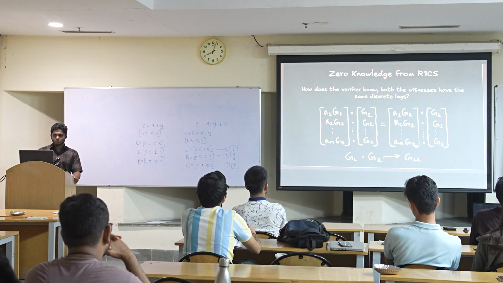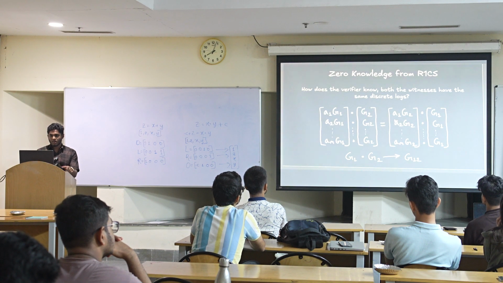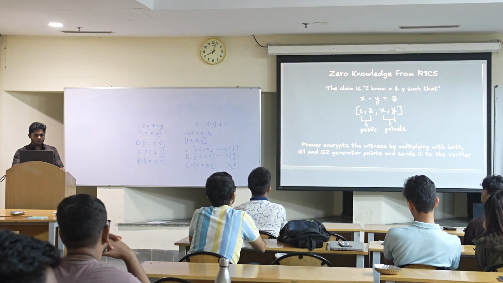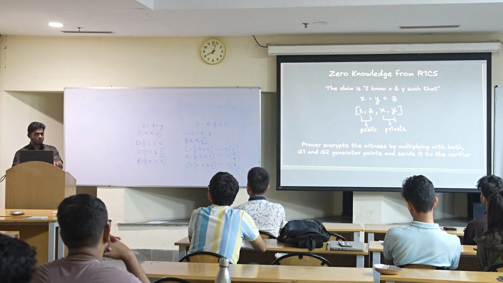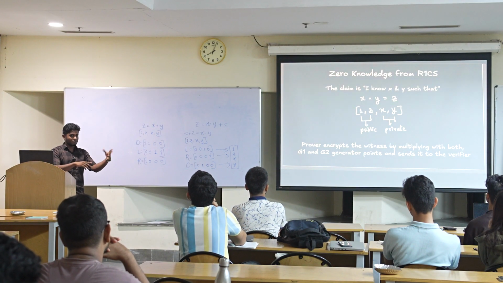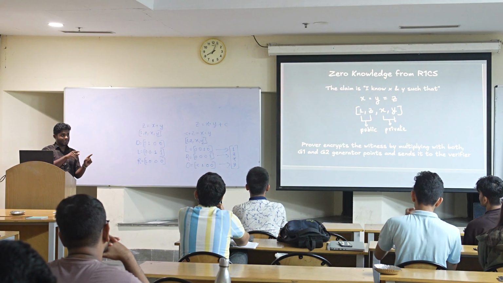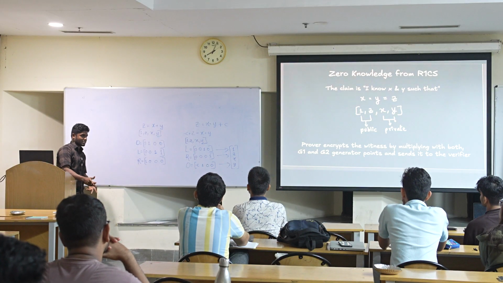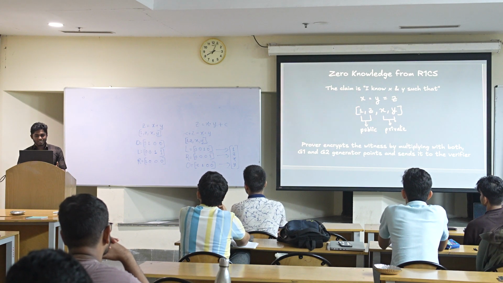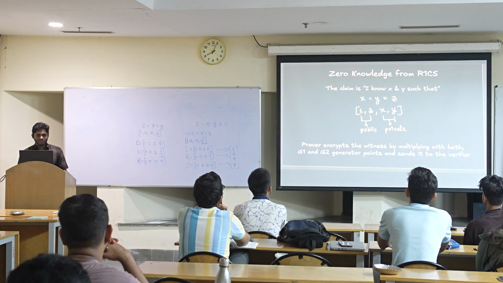This part is about how the verifier knows both witnesses have the same discrete logs. We saw that in this proof we are sending two witness vectors, one multiplied with G1 and one multiplied with G2, right? So how will the verifier know that we are sending the same witness vector? This is a problem. A malicious prover can just use two different witness vectors.